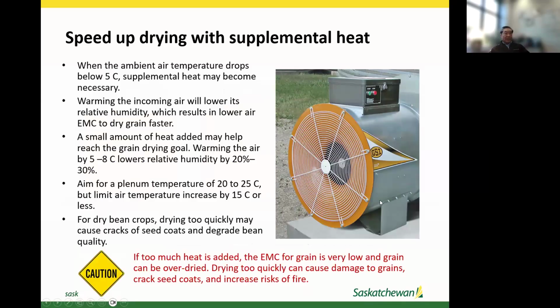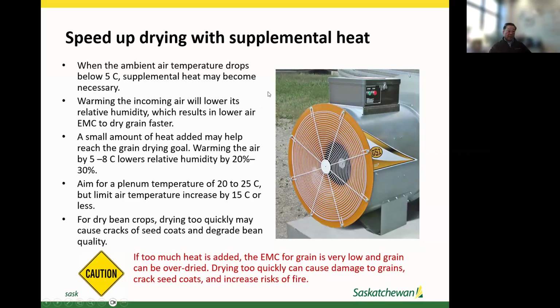When your grain is tough or contains a lot of moisture, speeding up drying with supplemental heat is recommended. This also applies when both the grain temperature and the outside ambient air temperature drop below 5 degrees. Blowing natural air is then not efficient in drying your grain anymore, so supplemental heat may become necessary.